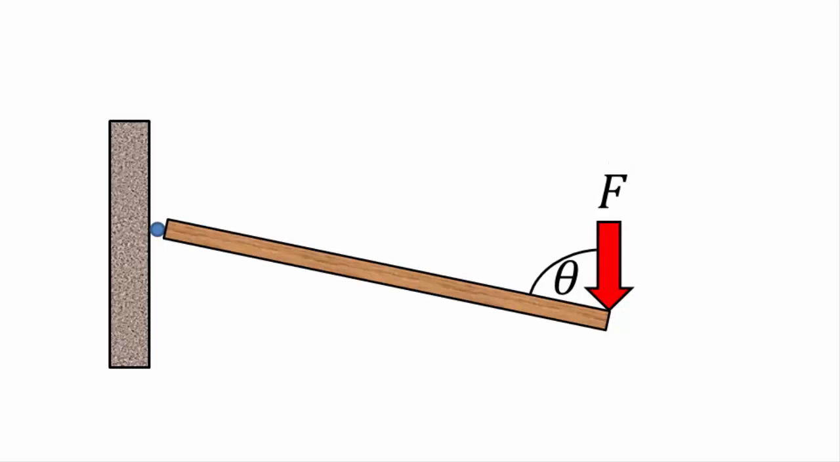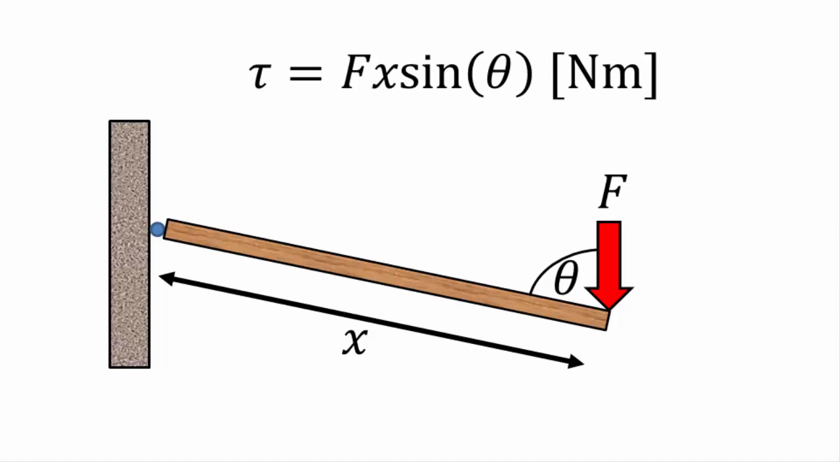The strength of the rotation is dependent on three variables: the magnitude of the force, the distance from the force to the point of pivot, or the lever distance, and the angle between the force and the length vector. The formula is given by tau being equal to the product of the force, distance, and the cosine of the angle. Torque has a unit of Newton meters.